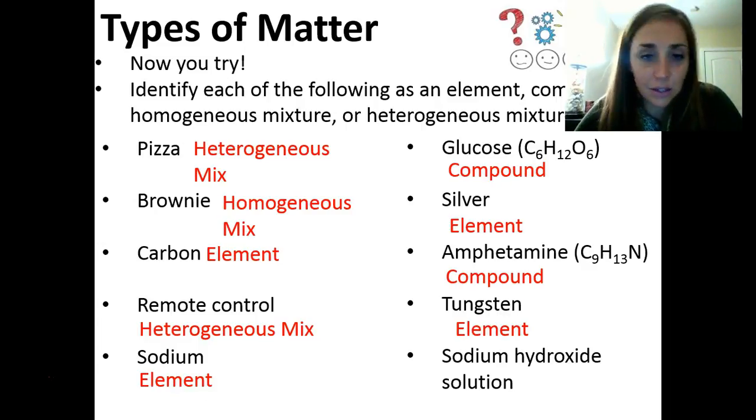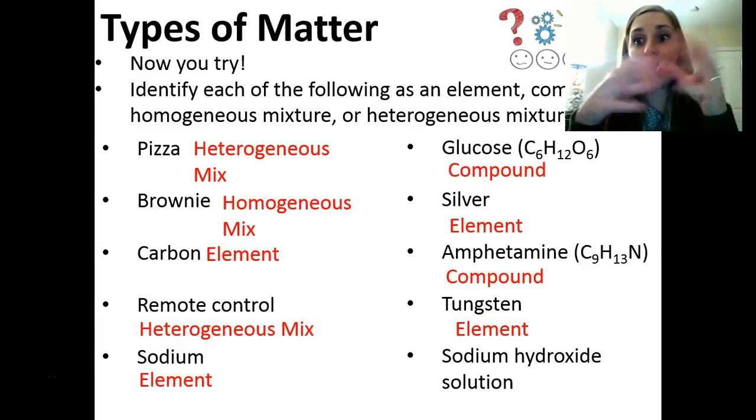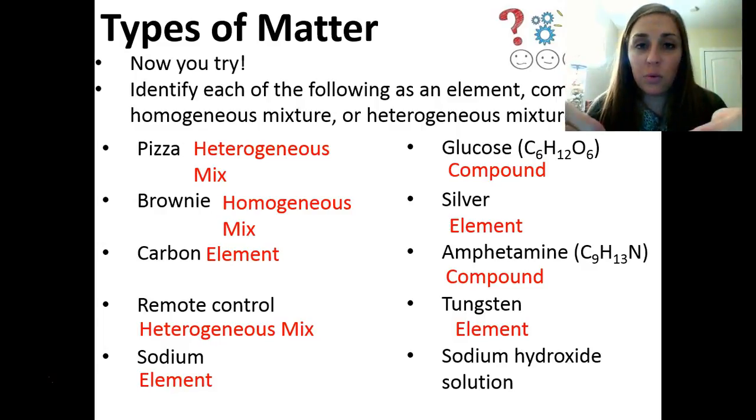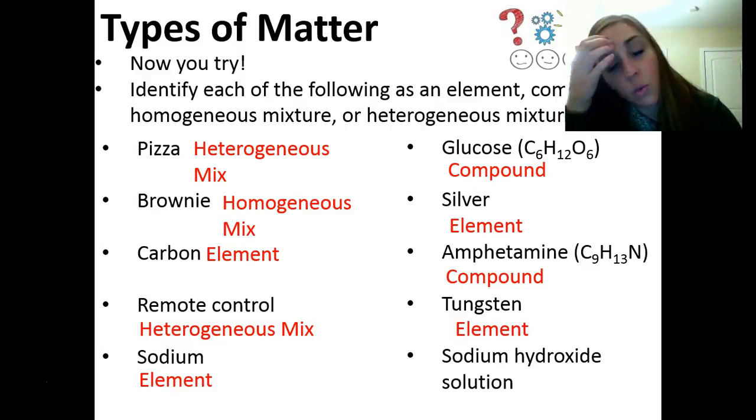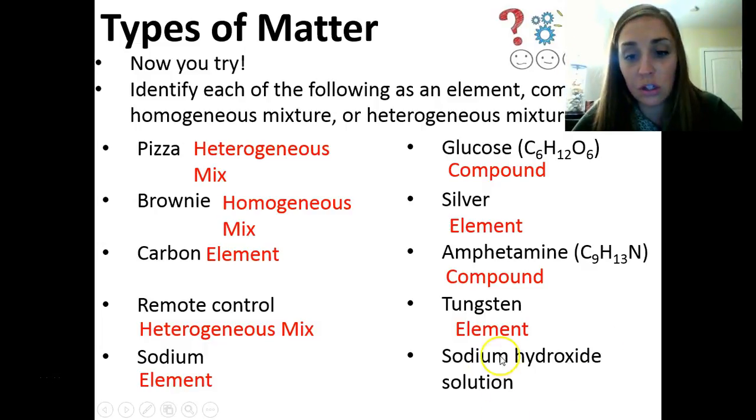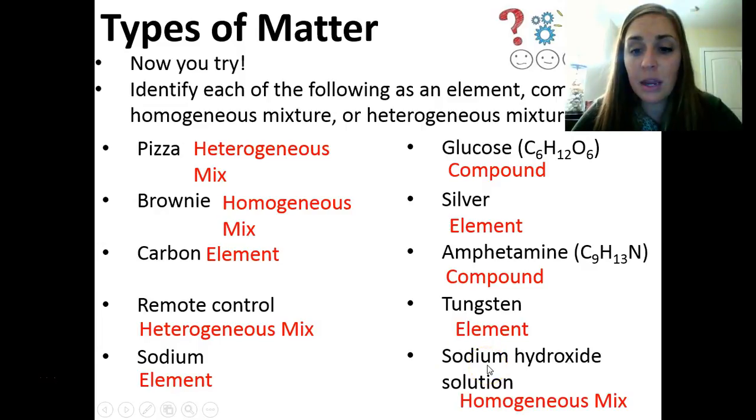Sodium hydroxide solution. So when you put that sodium in water, remember it lit on fire, the sodium reacted with the water, released some hydrogen, and made some sodium hydroxide, but there was still some water left over. I didn't use enough sodium to react with all of the water, so it wouldn't be pure. It would actually be considered a solution because it was mixed with water. So since I just said the word mix, that kind of gives you a clue. It's a mixture. It looks the same throughout, so it's a homogeneous mixture. Anytime you see the word solution, homogeneous mixture.